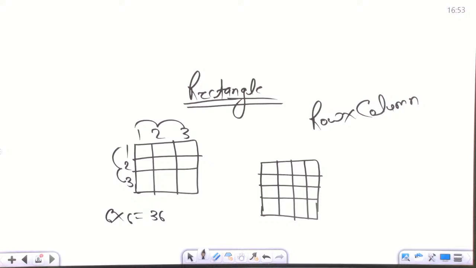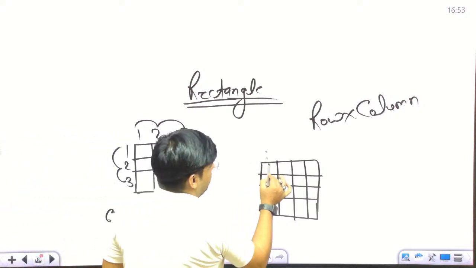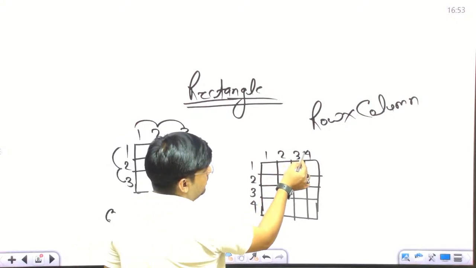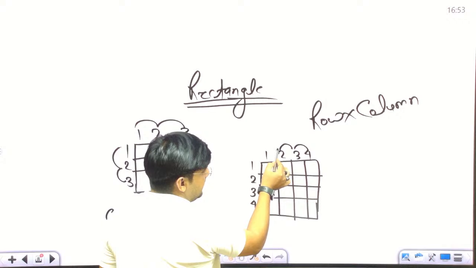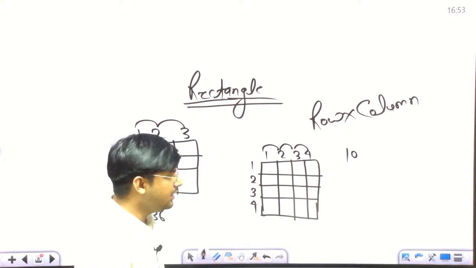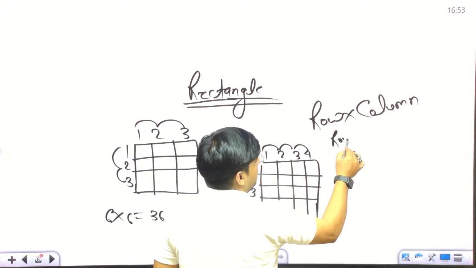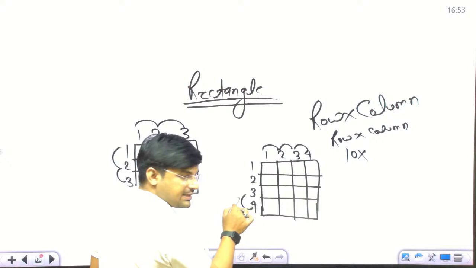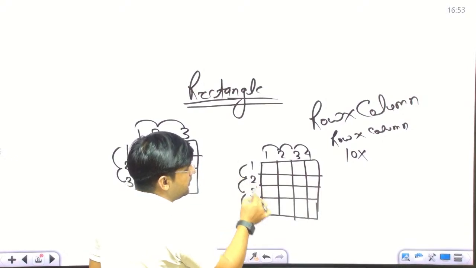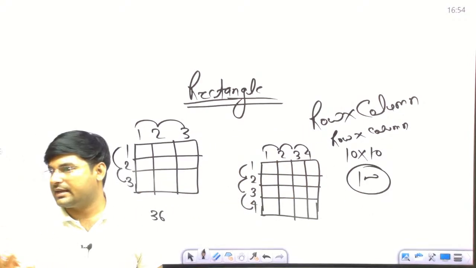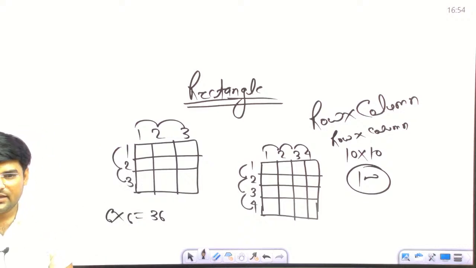How many rectangles in this figure? 1, 2, 3, 4. There are 4 rows and 1, 2, 3, 4. There are 4 columns. So we have to add all the numbers. 4 plus 3, 7, 7 plus 2, 9, 9 plus 1, 10. 10 into 10 equal to 100. There are 100 rectangles in this figure. Clear?